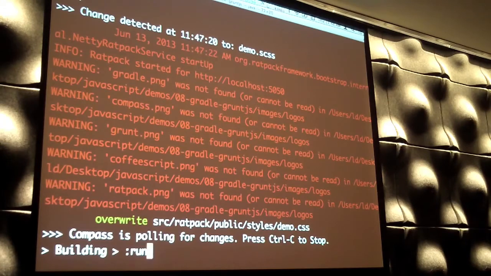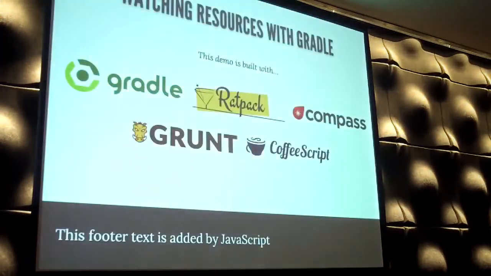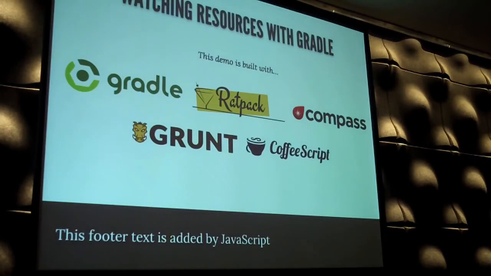Compass is running via Ruby, run in JRuby, sitting and watching for changes to our Sass files. And we have Grunt JS sitting and watching for changes to our Coffeescript files. So this is what the application looks like at the moment. Just the front page, built by Gradle, Ratpack, Compass, Grunt, Coffeescript, etc.